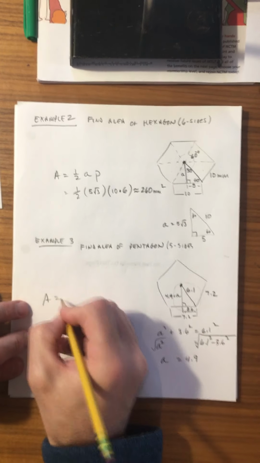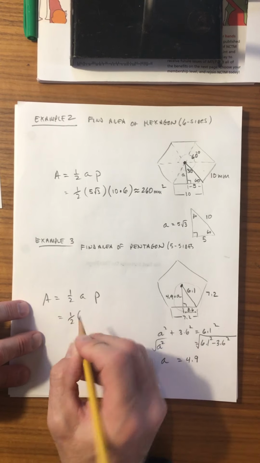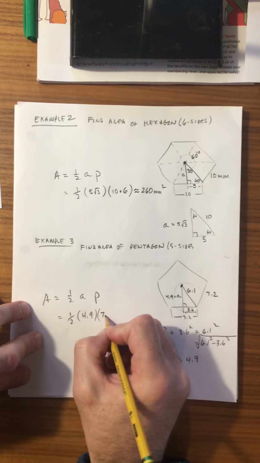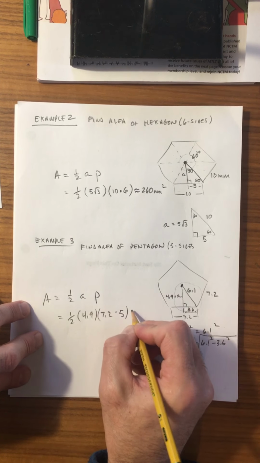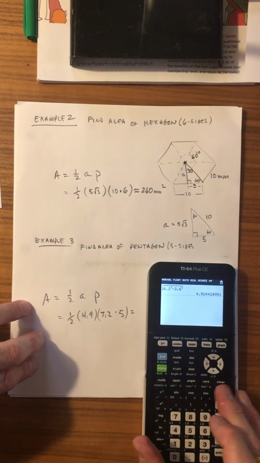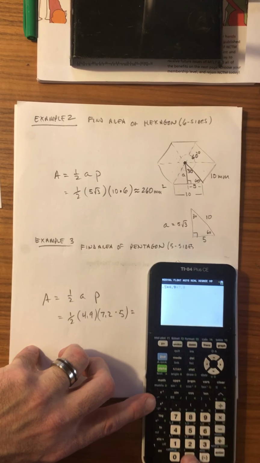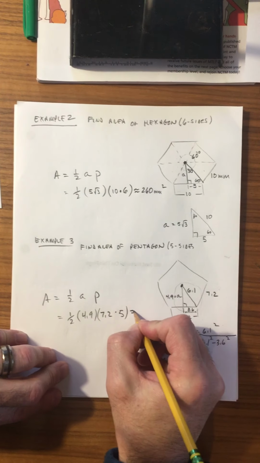And now we can find the area, 1/2 AP. The apothem is 4.9. The perimeter is 7.2 times 5 sides. We just have to multiply that out. 0.5 times 4.9 times 7.2 times 5. It's about 88.